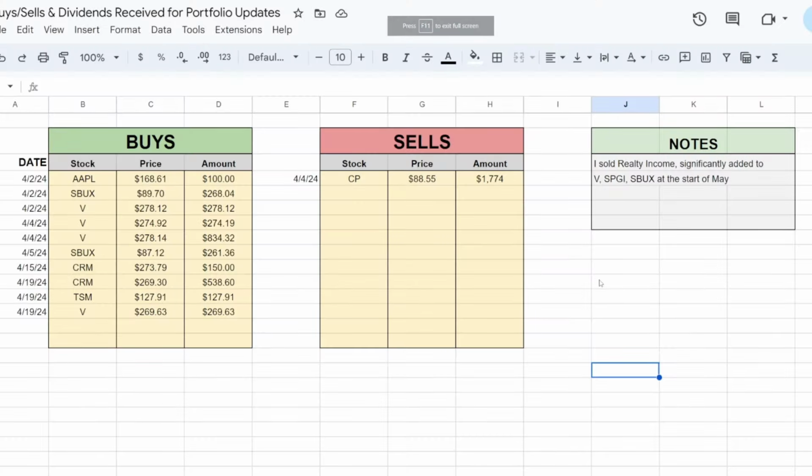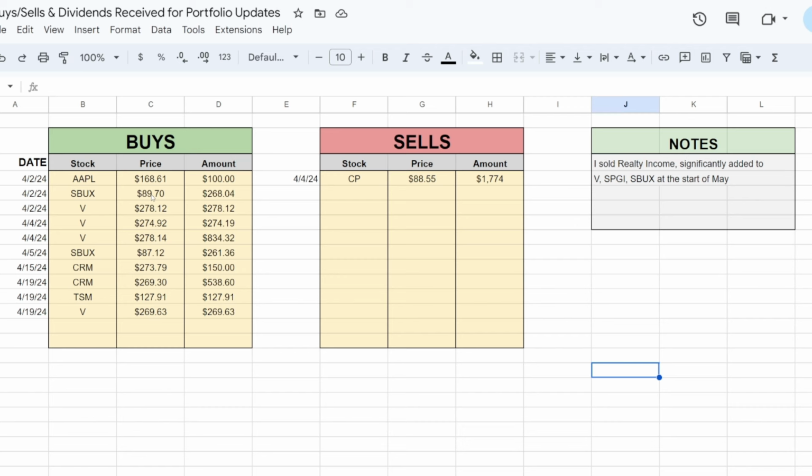Starting off, we have our buys, sells, and notes for the month. All of these are in April, except for the notes. Those are not in April. But for the April buys, we could see I started off the month strong buying some Apple when I believed it was cheap, bought about $100 of Apple.